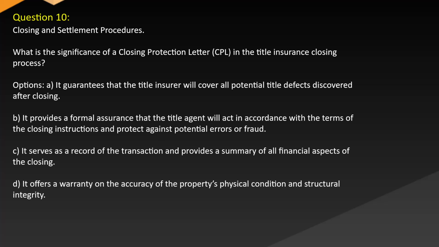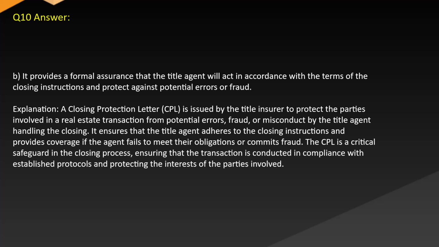C. It serves as a record of the transaction and provides a summary of all financial aspects of the closing. D. It offers a warranty on the accuracy of the property's physical condition and structural integrity. Answer: B. It provides a formal assurance that the title agent will act in accordance with the terms of the closing instructions and protect against potential errors or fraud.